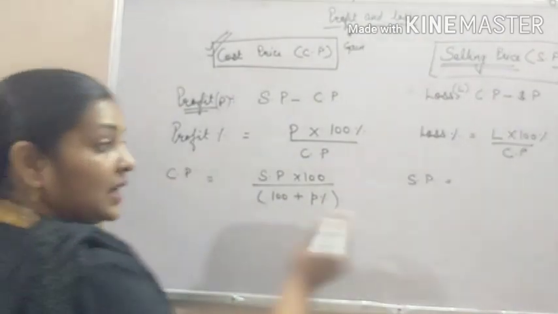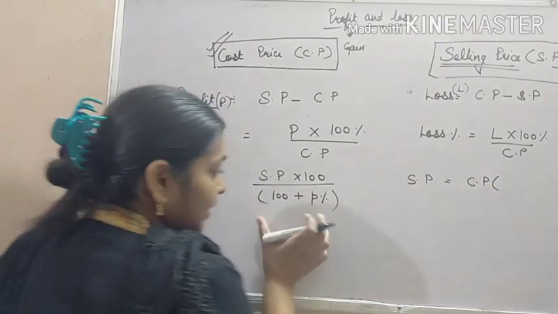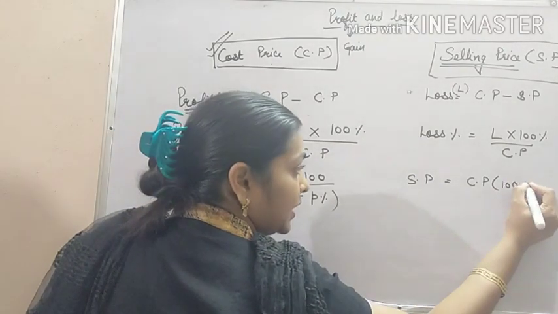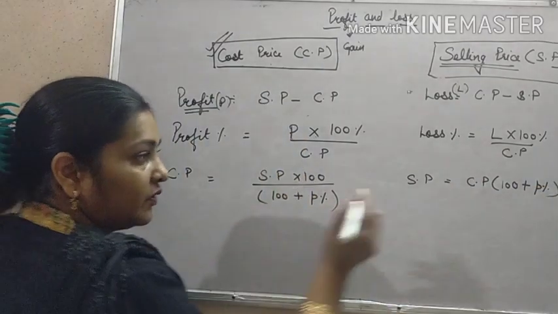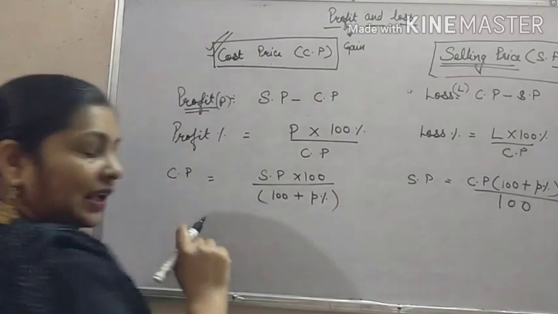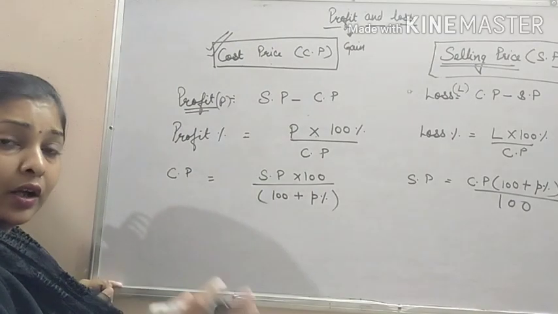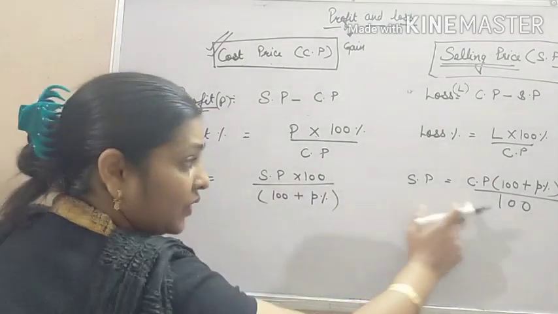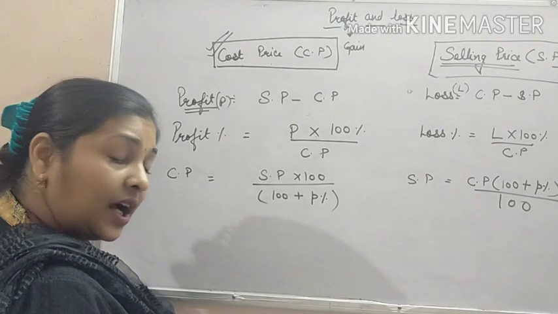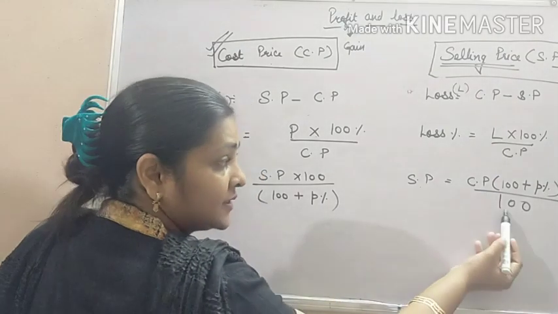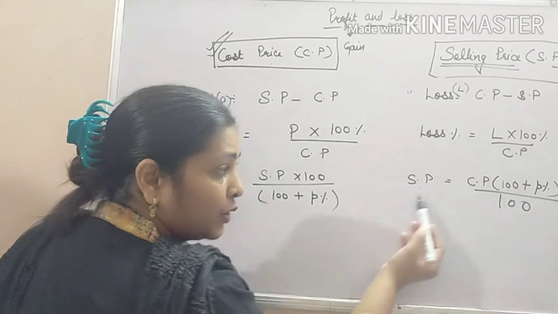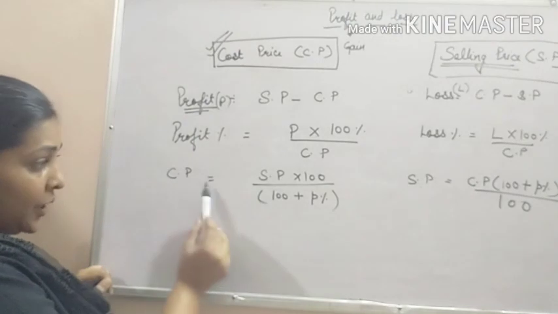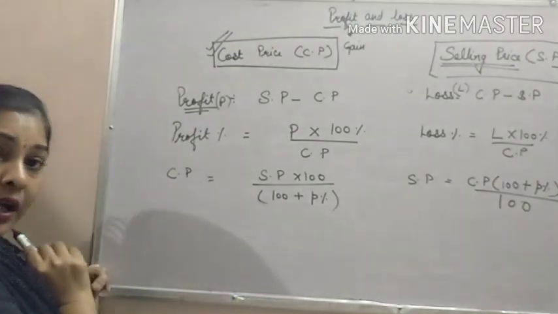Formula for SP: it will be CP into 100 plus P percent, which goes in multiplication, and this 100 will go in division. Because you know, whenever the side changes, a multiplication term goes in division and a division term goes in multiplication. That means if you have learned any one formula among these, you can derive the other. If you know the formula of SP, you can find CP: CP will be SP into 100 upon 100 plus P%. And if you know the formula of CP, you can find SP: CP into 100 plus P% upon 100.